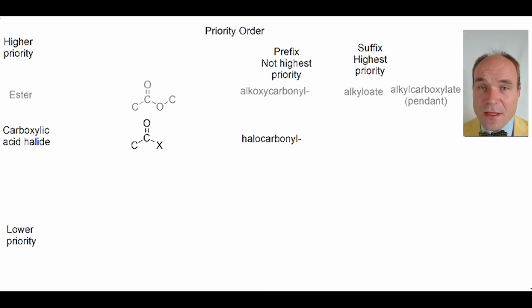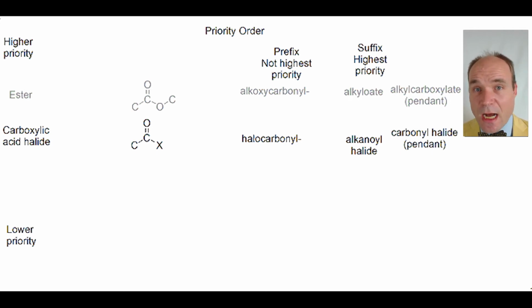But if the carboxylic acid halide is the highest priority functional group in your molecule, the name changes again and it's called alkanoyl halide. So alkanoyl fluoride, alkanoyl chloride, alkanoyl bromide, alkanoyl iodide, for example. And lastly, if your carboxylic acid halide is pendant, not part of the main chain, it's called carbonyl halide. So carbonyl fluoride, carbonyl chloride, carbonyl bromide, and carbonyl iodide, for example.